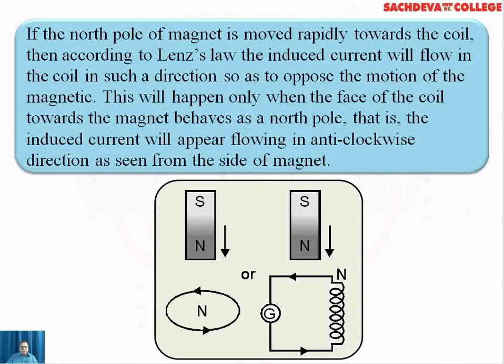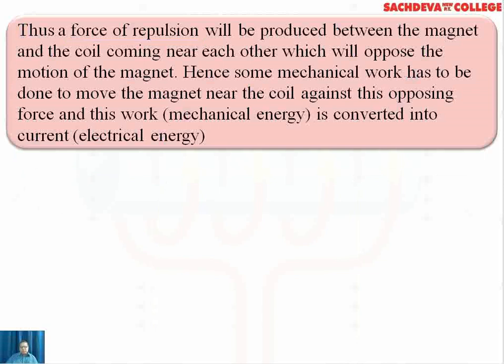So, in the adjoining figure, we find that the magnet is brought nearby, and there are two diagrams shown here. A galvanometer is indicated and there is a coil. Whenever the magnet is brought near the coil, we will find the same polarity will be induced. Thus, a force of repulsion will be produced between the magnet and the coil, because first of all, same polarity will be produced, and as a result, repulsion will take place, and the velocity of the magnet will slightly reduce. The coil and magnet coming near each other will oppose the motion of the magnet.